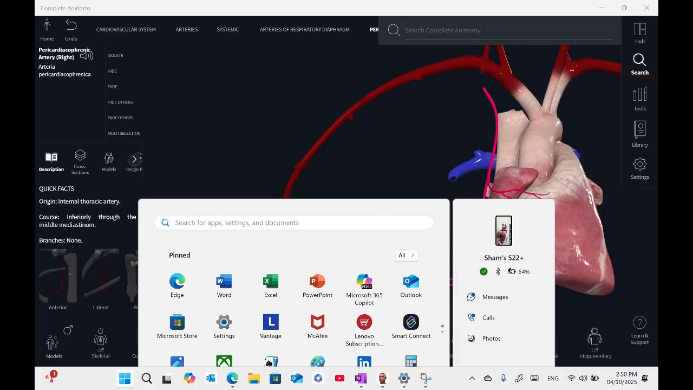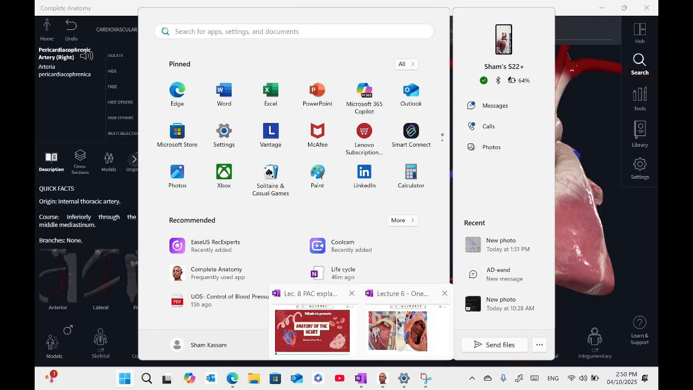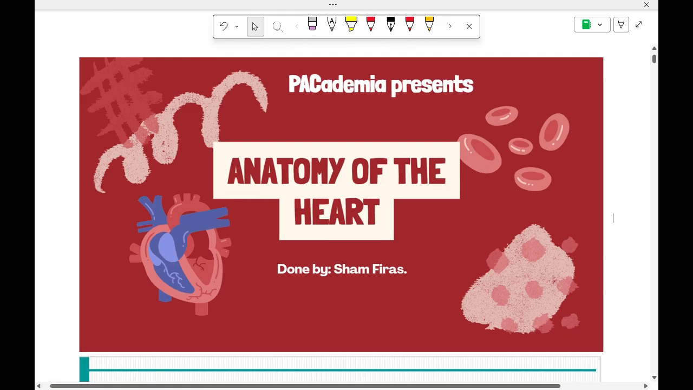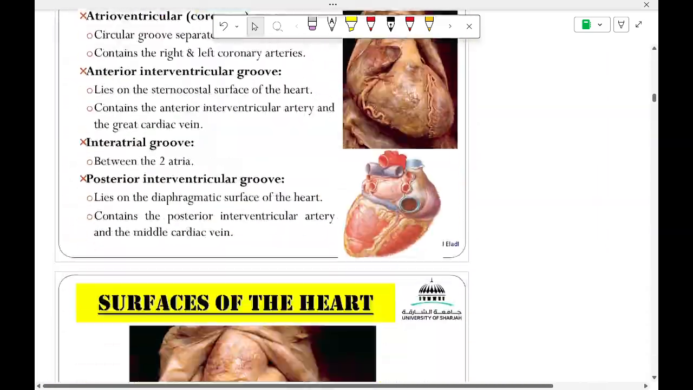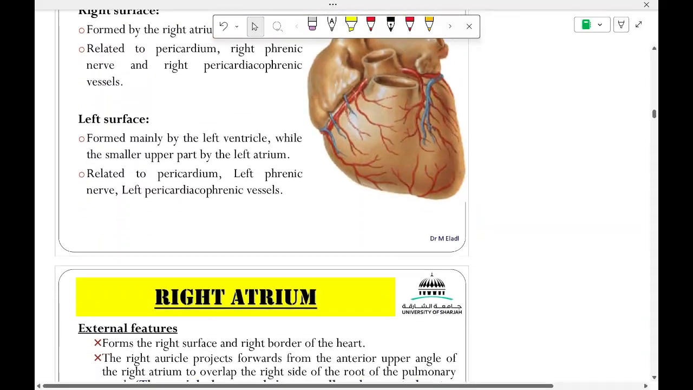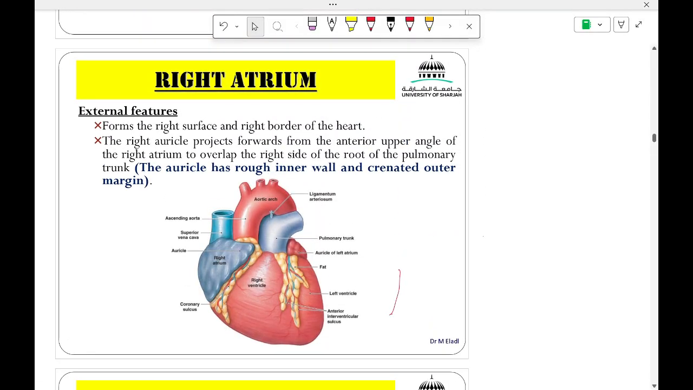Now moving on to the PowerPoint presentation for illustrating the internal features of the heart and some of the external features of the atria and the ventricle that I would like to illustrate on the PowerPoint presentation. So for the right atrium and the left atrium, they are going to have an auricle, which is believed to increase the volume of the blood that can be held in these atria.